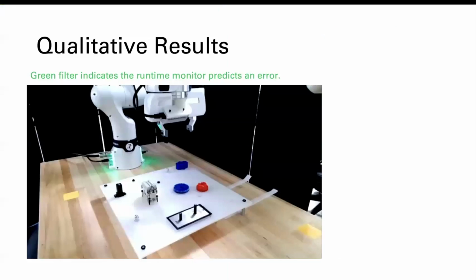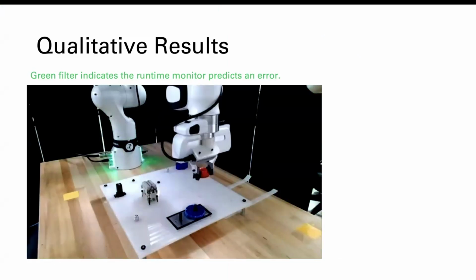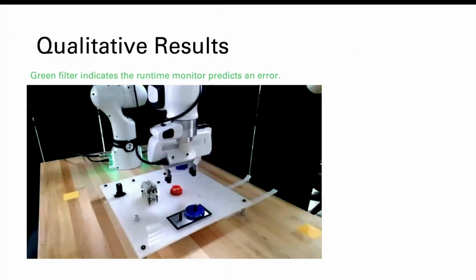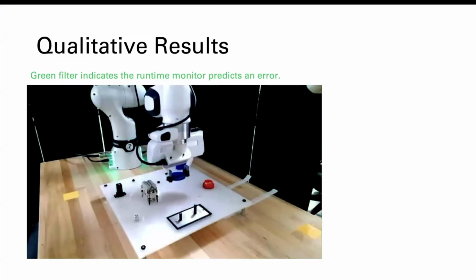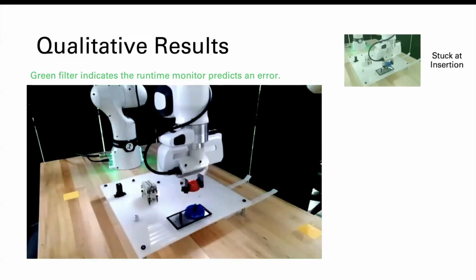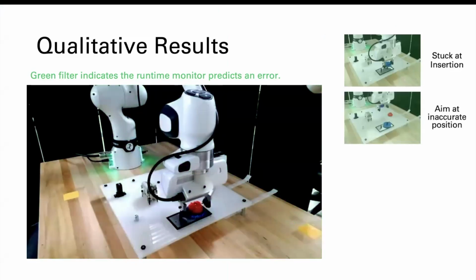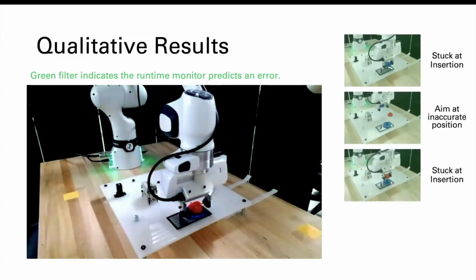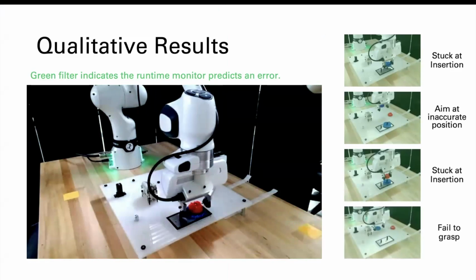We also show the qualitative performance of the runtime monitoring system in operation. The green filter here indicates the moments where the runtime monitor detects an error. As we can see, it is able to capture different modes of failures, for example, getting stuck at insertion, aiming at the inaccurate position, getting stuck at insertion for a different gear, and failing to grasp the gear.